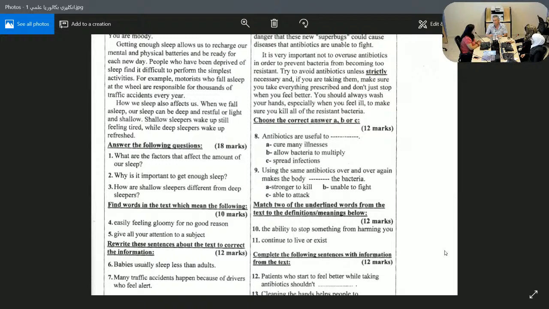You cannot put meaning from your brain, from your mind. You need to find the word in the text. Easily feeling gloomy for no good reason. We have the word moody in the text, so you cannot write any other word. And the following question is to rewrite. As we said, we need to write the whole sentence correctly, not only the correction.